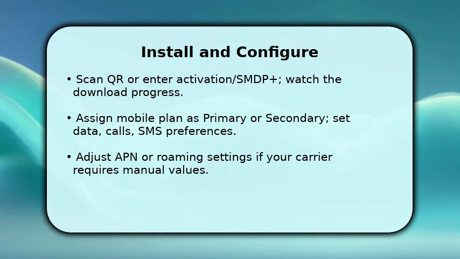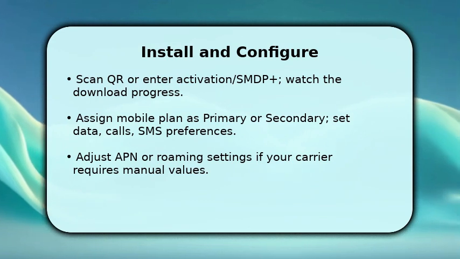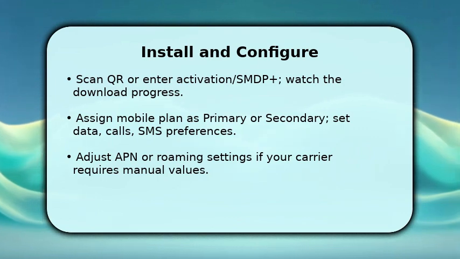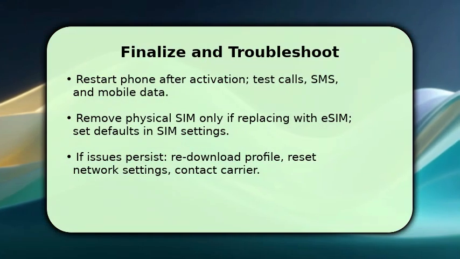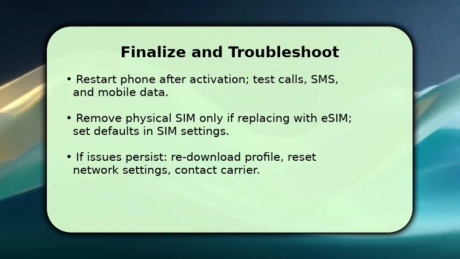If you encounter connectivity issues, enter the carrier's APN settings manually. This fixes most data problems. Finally, verify the cellular icon and signal bars to confirm registration. You finish by restarting the Moto Edge 60 Stylus to ensure all services register correctly.